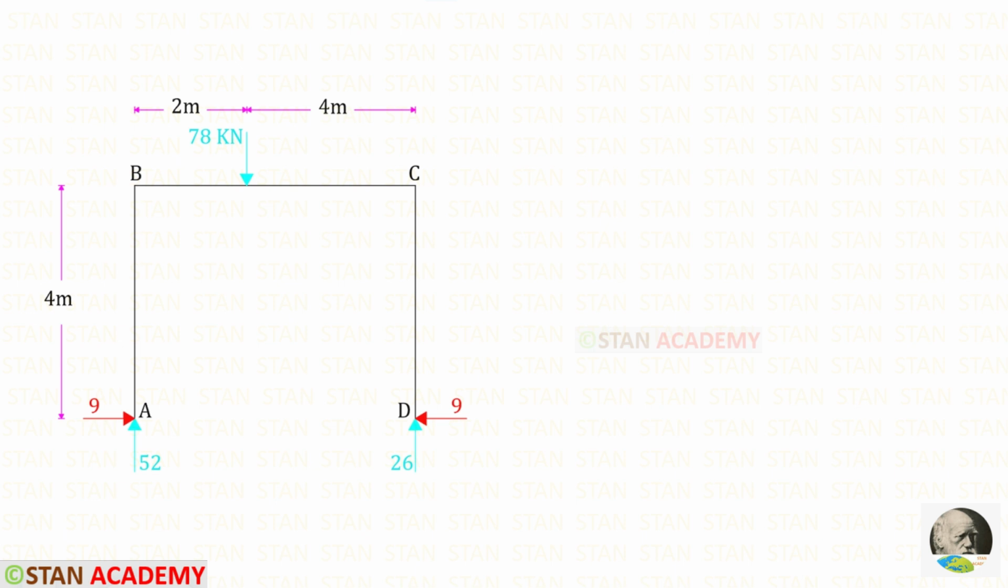Now let us take the original frame. We have found HD. It is acting towards the left side. In this frame, there is no horizontal load, so the values of HD and HA will be same, but the directions will be different. HD is acting towards the left side, so HA should be acting towards the right side. We know that the columns AB and CD have the same height of 4 meter, so the vertical reactions which we calculated previously will remain same.